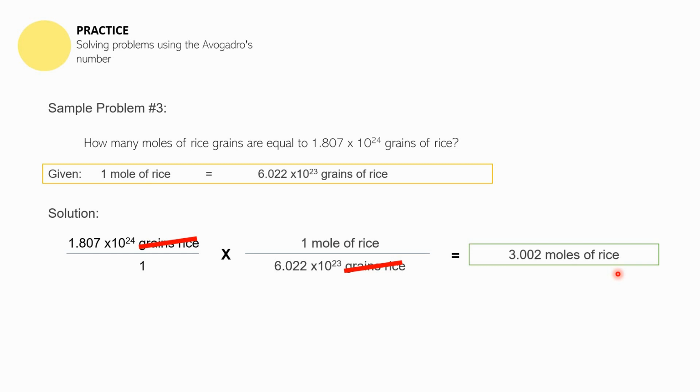Ayan. So, ibig sabihin, okay, if you have 1 mole of rice, meron lang siyang 6.022 times 10 raised to the 23rd power grains of rice. Okay? But if you have 1.807 times 10 raised to the 24th power grains of rice, that is equivalent to 3.002 moles of rice. Ito.